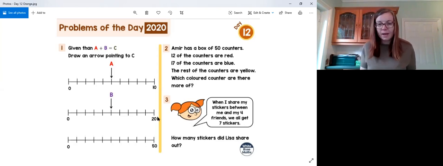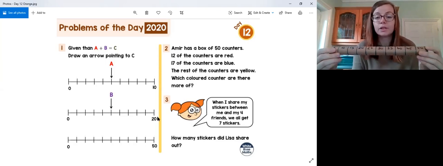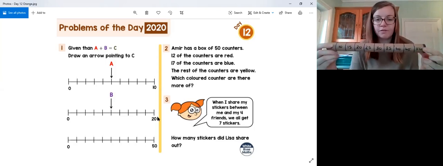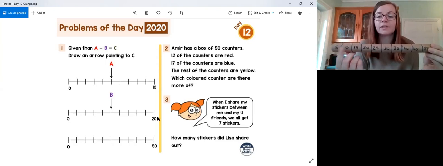Now this time, our number line isn't going up to 10, and it isn't going up to 20. This time, our number line goes up to 50. Now, it's still got 10 hops. So it goes up to 50, and it still has 10 hops. So if we take our normal process of the last number split into the number of hops, 50 split by 10 means each hop is worth 5. 5, 10, 15, 20, 25, 30, 35, 40, 45, 50.